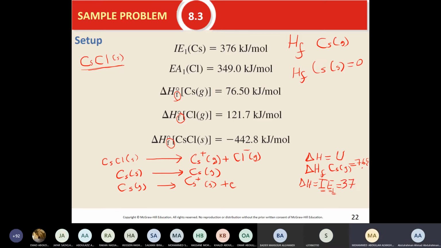376. Good. Next. Write the equation to represent the heat of formation of Cl gas. What's the heat of formation of Cl gas? Can you write it?